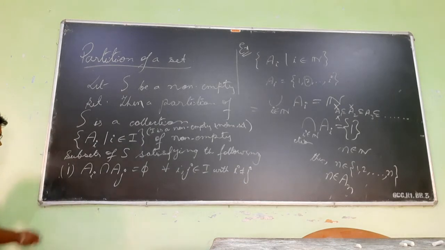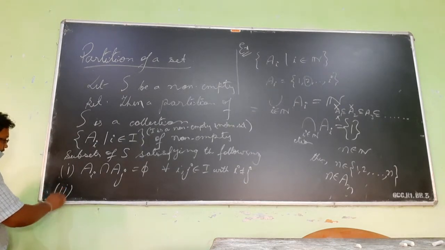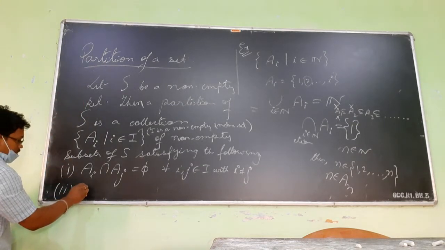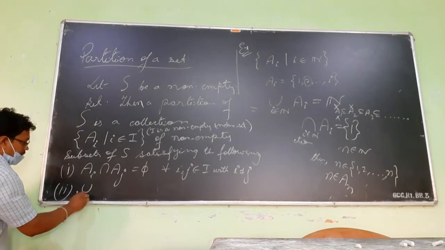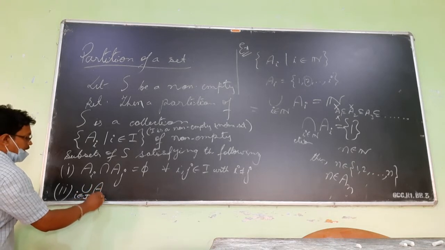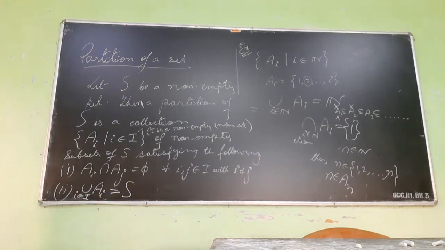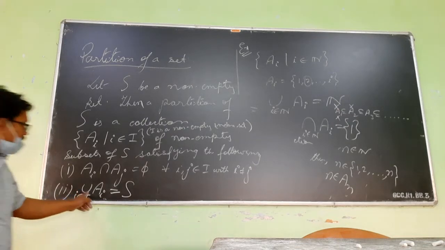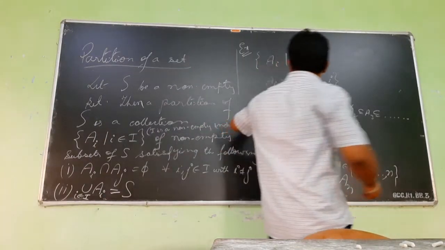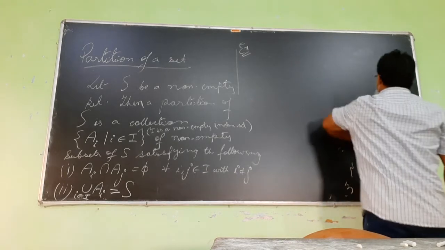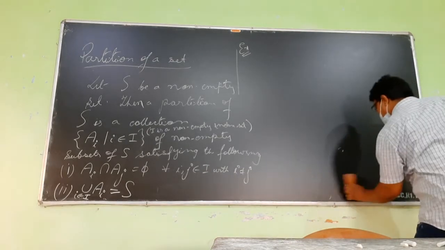Number two is that their union is the whole set. So the union over i belonging to capital I of A_i is equal to the whole set S. The union of all these sets is the whole set. So what can you say here?